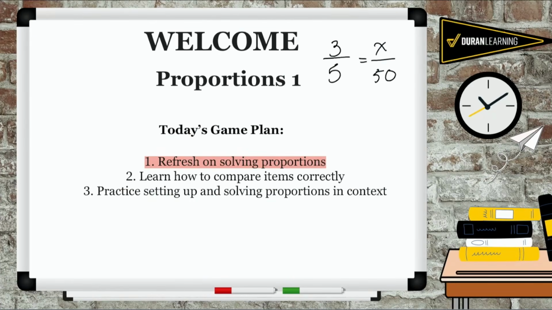Number two, once we learn how to solve proportions, all the different ways that we can solve them, then we're going to learn how to set them up, which entails comparing items correctly. Today's main idea, as you're going to hear me say maybe 500 times today, is comparing the same things in the same way. So don't worry about writing that down now. We're going to write that down in a moment.